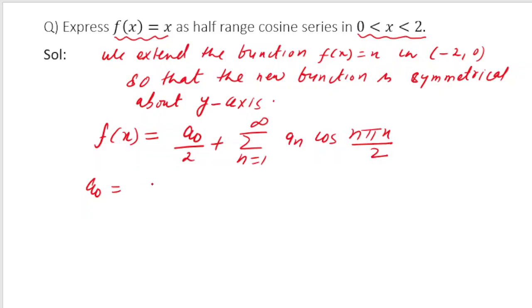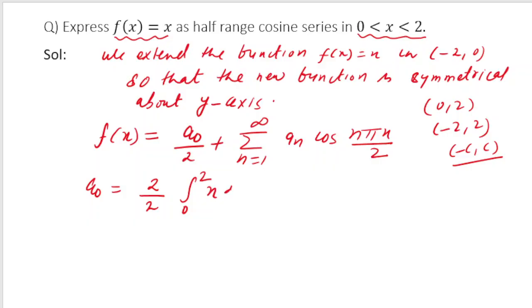To calculate an, the formula is 2 by c, so here it is 2 by 2. A lot of students make mistakes in identifying c. This interval is given to be 0 to 2, which I have extended from minus 2 to 2, and I am comparing this with the interval minus c to c. So the c value is 2. So 2 by 2, limit of integration is 0 to 2, and f of x is x, and then we write dx. So this 2 and this 2 cancel. What I get is x square by 2, limit of integration is 0 to 2. So 2 square by 2 will be equal to 2. So the first term I have got is 2. Now I am going to calculate an.